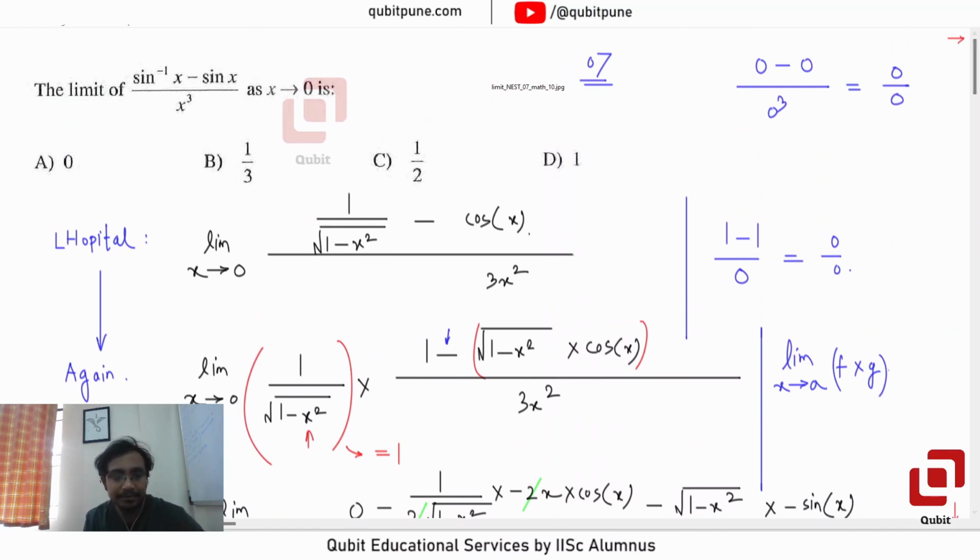That is option B. Now, can we solve it on calculator? The answer is, of course we can.